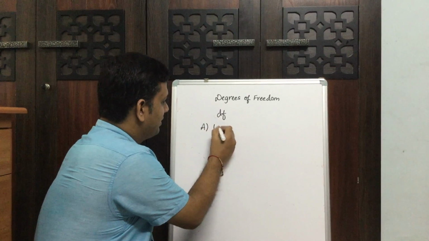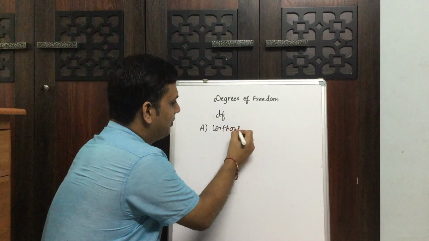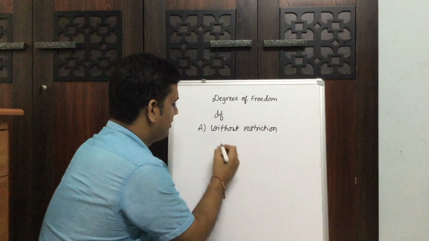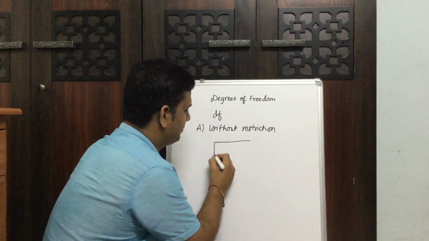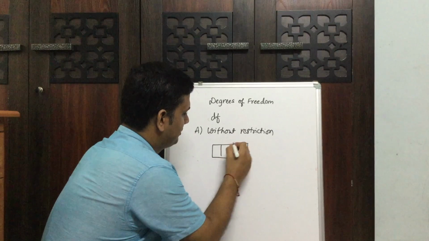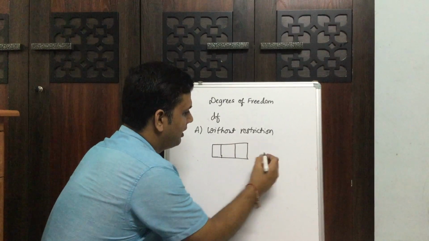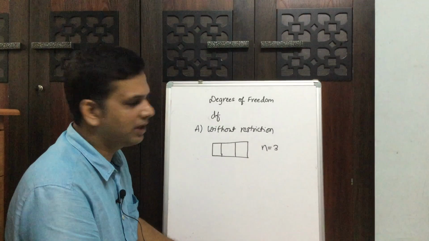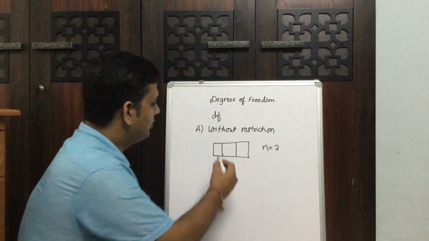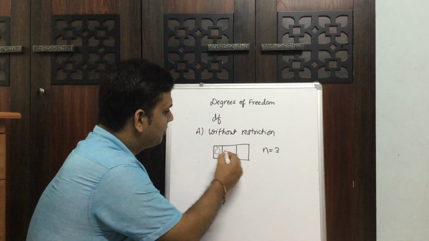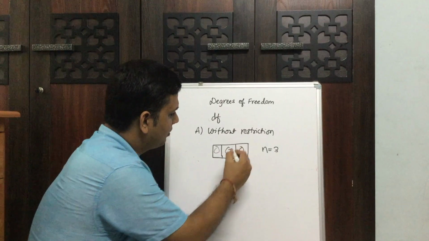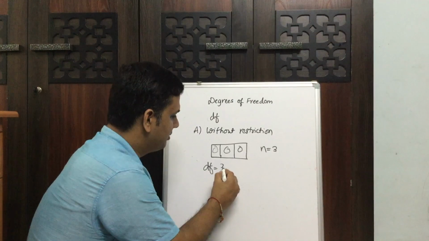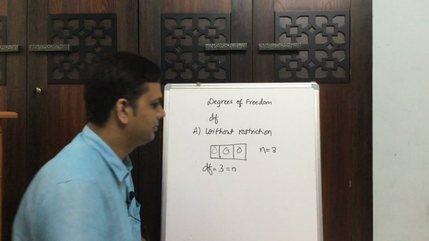Without restriction, this example refers to without restriction. Suppose I give you 3 boxes, here n is equal to 3, and I ask you to fill these boxes with any value. So you are free to fill any value in this box, in this box, in this box. So here the degrees of freedom, the freedom you have, is 3, or it is same as n.